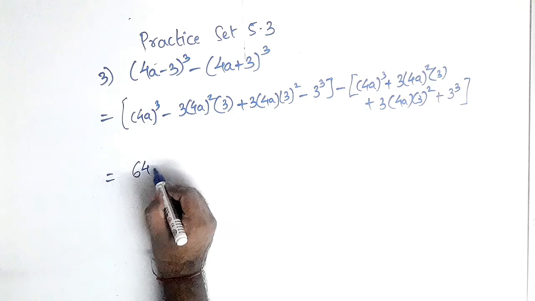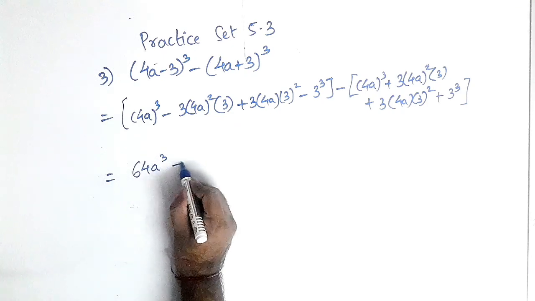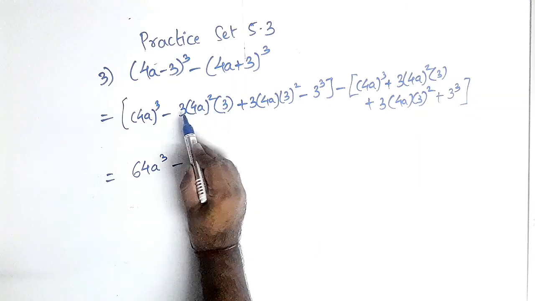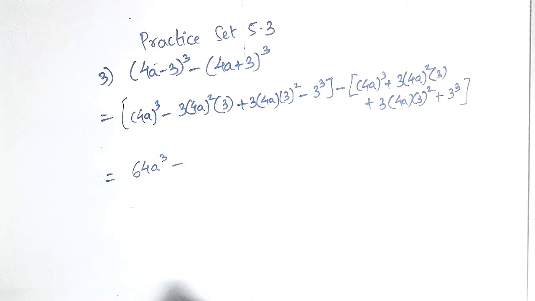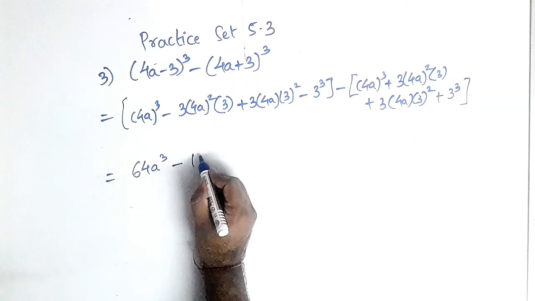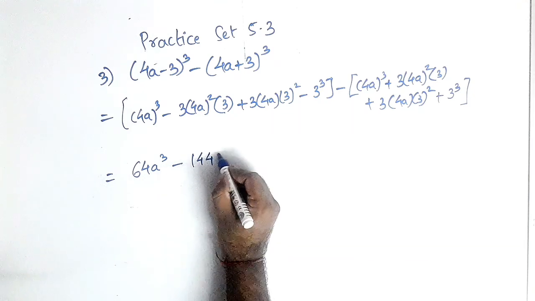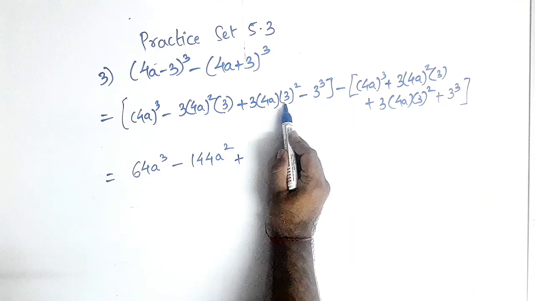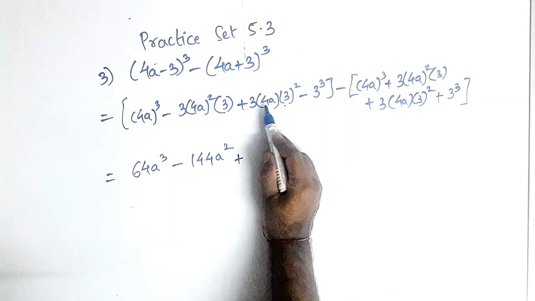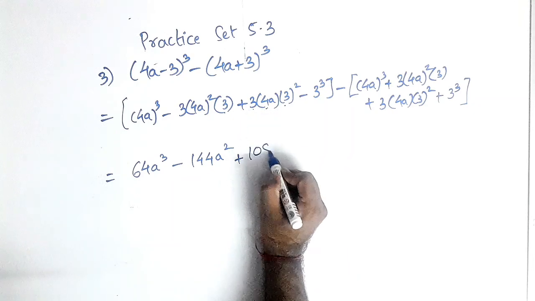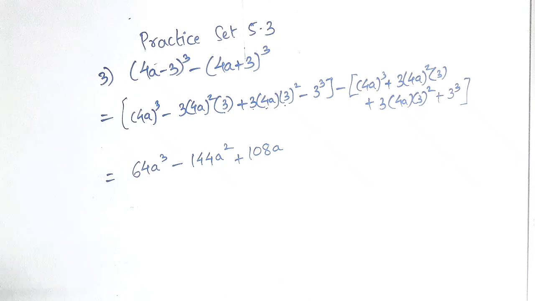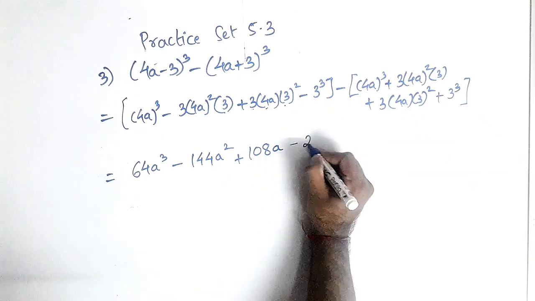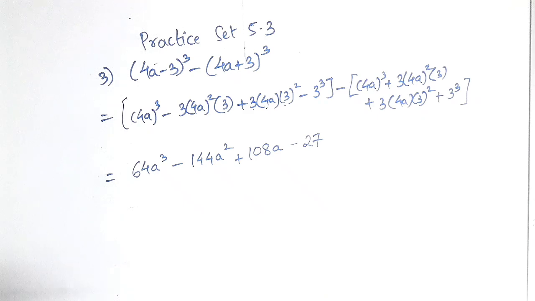Now 4a cube is what? 64a cube minus, 4 square is 16, 16 3s are 48, 48 into 3 is how much? It is 144a square, okay, plus 3 square 9, 9 4s are 36, 36 3 times is 108a, okay, minus 3 cube is 27.